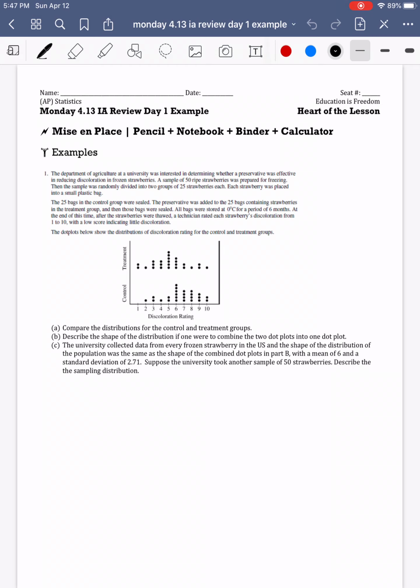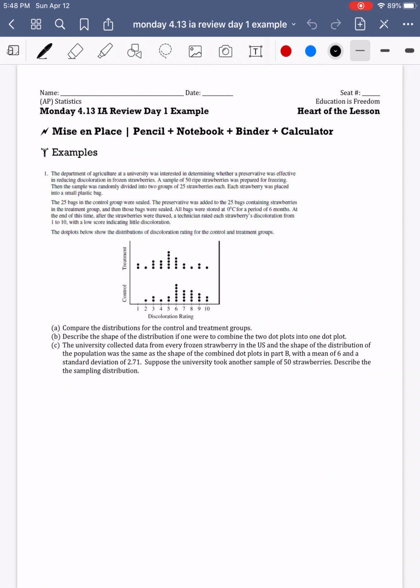The Department of Agriculture at a university was interested in determining whether a preservative was effective in reducing discoloration in frozen strawberries. A sample of 50 ripe strawberries was prepared for freezing. Then the sample was randomly divided into 2 groups of 25 strawberries each. Each strawberry was placed into a small plastic bag. 25 bags in the control group were sealed. The preservative was added to the 25 bags containing strawberries in the treatment group, and those bags were sealed. All bags were stored at 0 degrees Celsius for a period of 6 months.